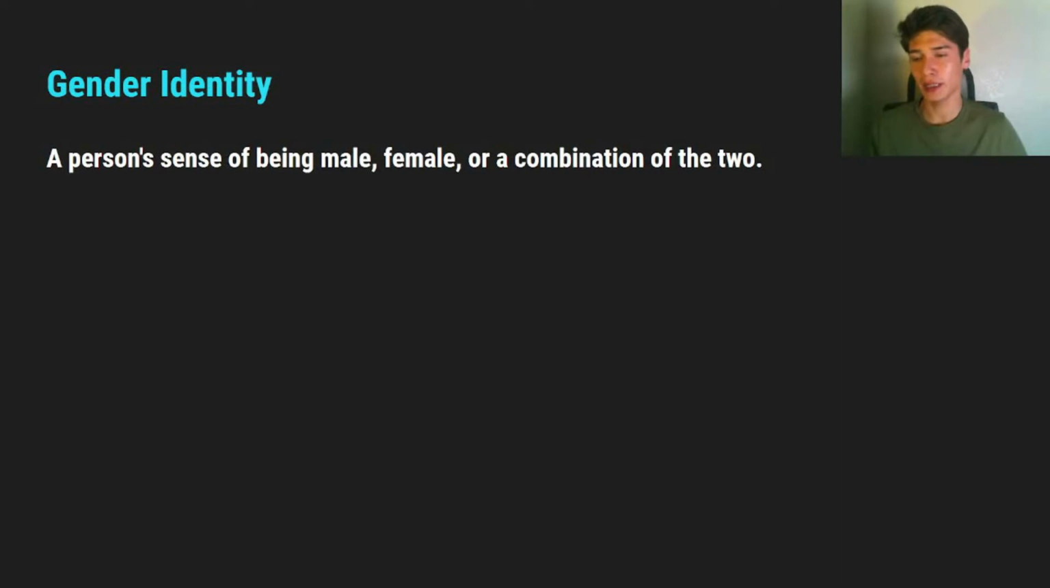And then gender identity, which is a person's sense of being male, female, or a combination of the two. And one's gender identity is usually influenced by the biological and societal factors, and typically matches a person's sex.